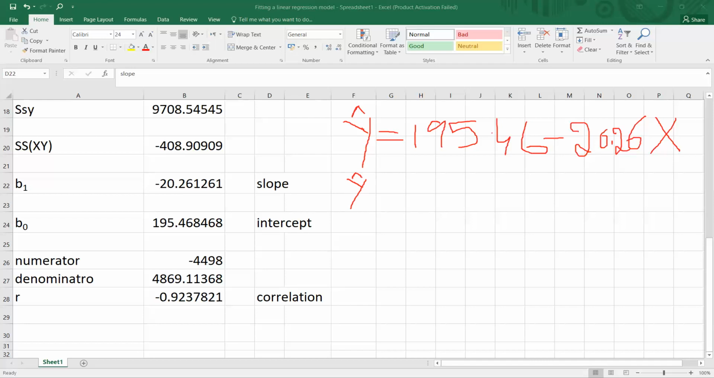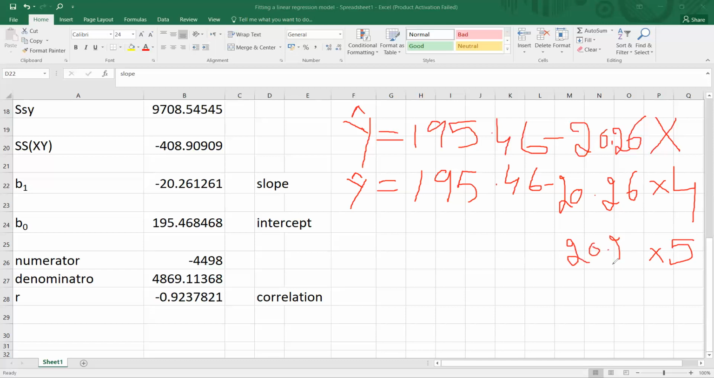for a 4-year-old car and a 5-year-old car. So if we put 195.46 multiplied by minus 20.26. If you need a 4-year-old car, just put the value of x as 4, so multiply by 4. If you need the price of a 5-year-old car, you have to multiply the value by 20.26 minus 195.46. This is y cap.